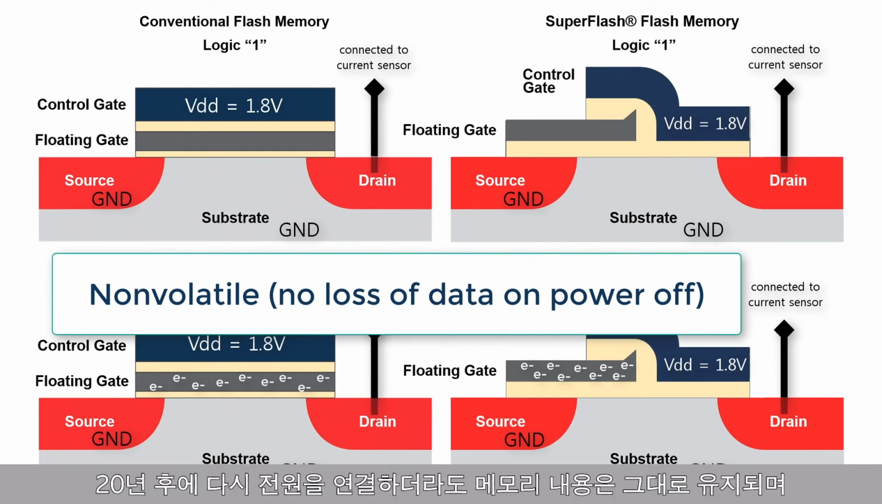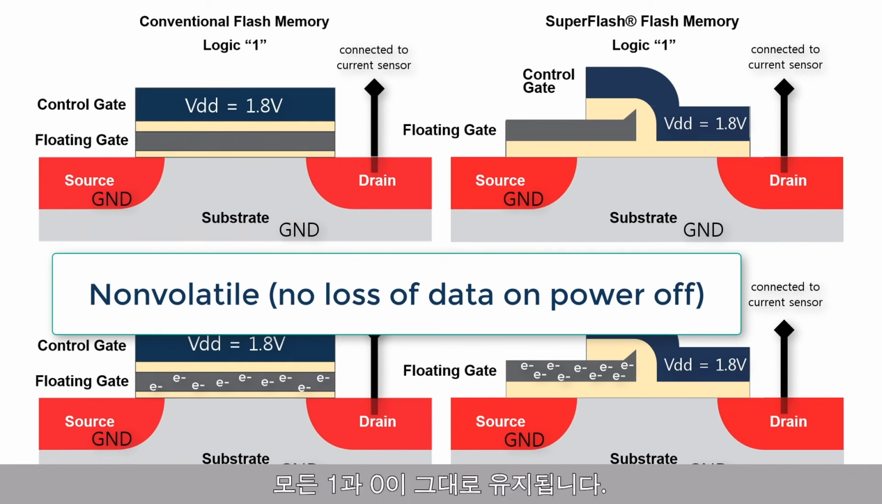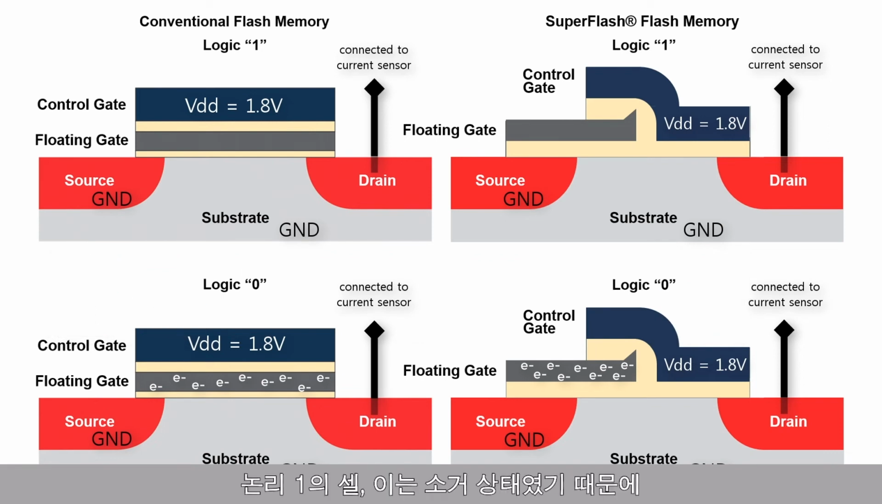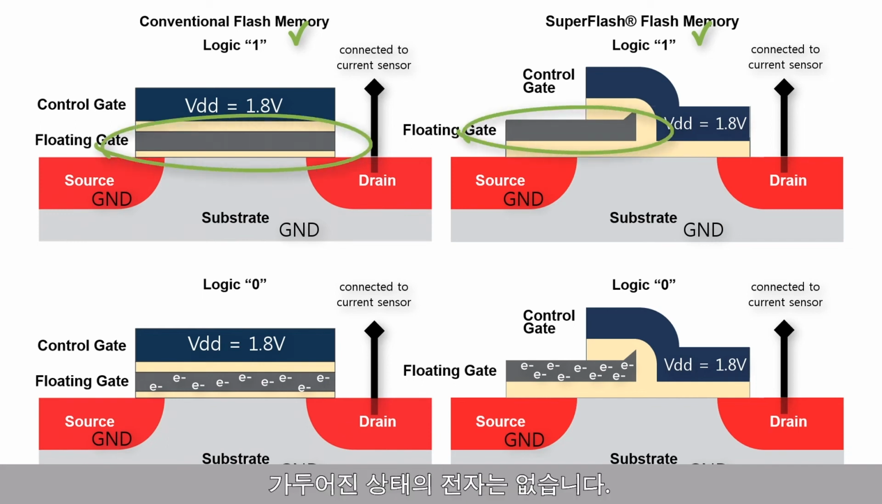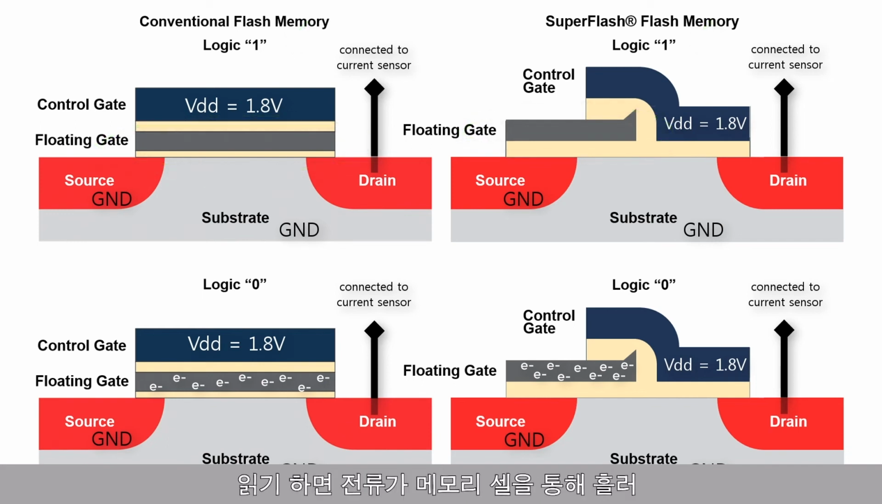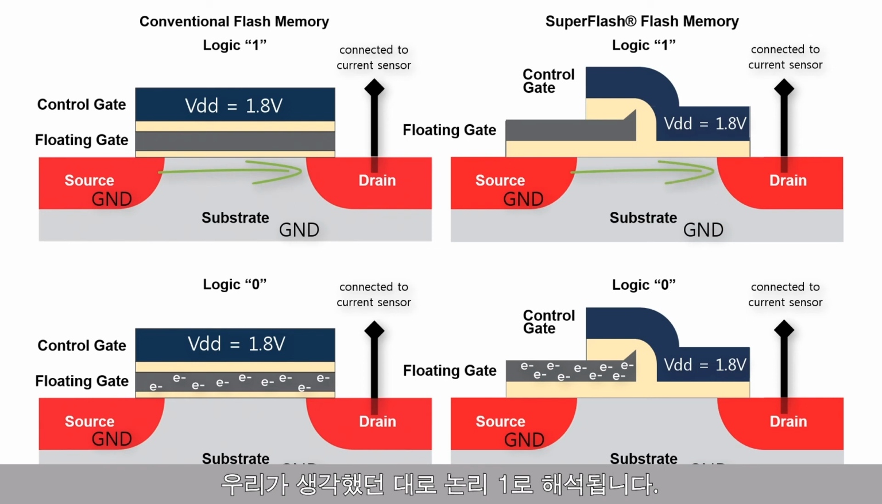You can come back in 20 years, turn the power on again, and your memory content, all your precious ones and zeros, will still be there for you. The cells we wanted to write or program as a logic 1 just never had the 10 volts applied, so they don't have trapped electrons. When read, those will allow a current to flow through the memory cell, which will be interpreted as a logic 1, just as we wanted.